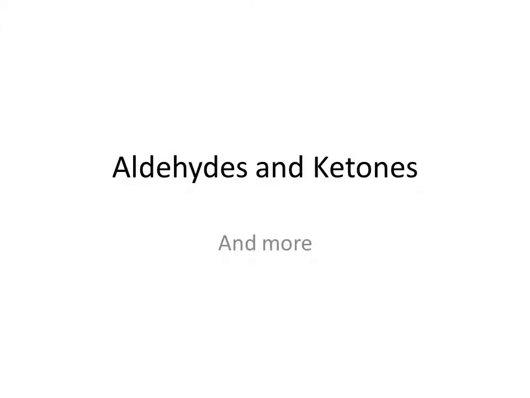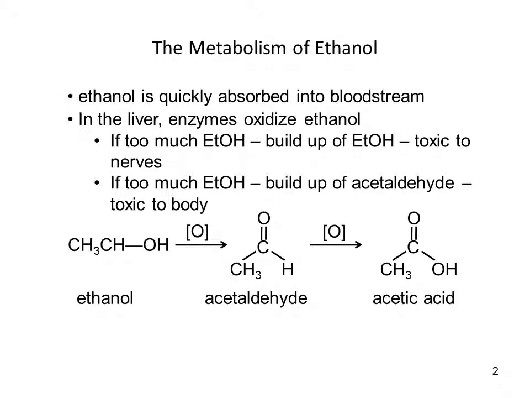The remaining functional groups in this chapter are aldehydes, ketones, thiols, and sulfides. These are all biologically important functional groups. Ethanol is a primary alcohol. Because it is a primary alcohol, it is oxidized in a way that we have just seen. Alcohols that are primary can be oxidized to aldehydes and then to carboxylic acids, and that's just what your body does when you consume ethanol.